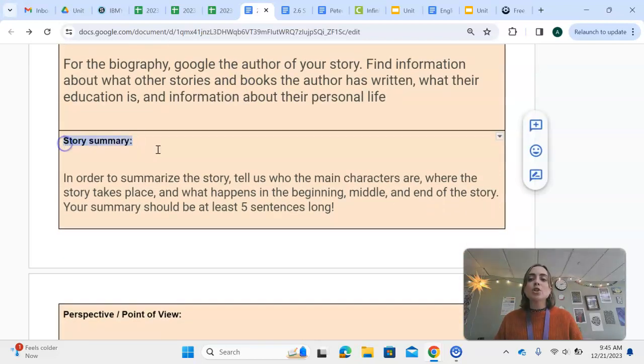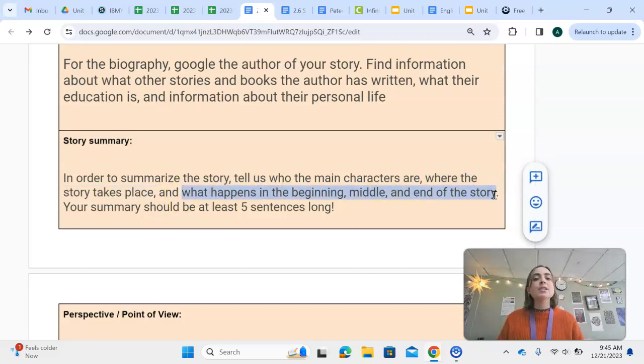Next, you are going to write a short story summary. So a summary, remember, is telling us the key important events that happened in your story. In your summary, tell us who the main characters are in your story, where the story takes place, so what is the setting, and what happens in the beginning, middle, and end of this story.